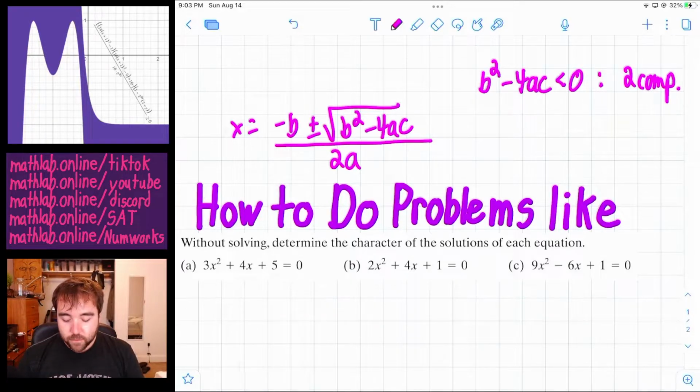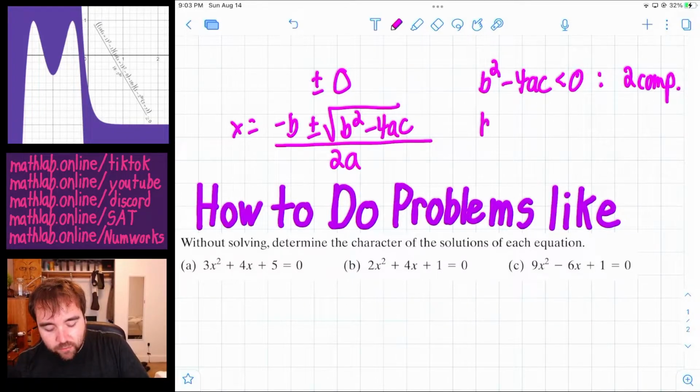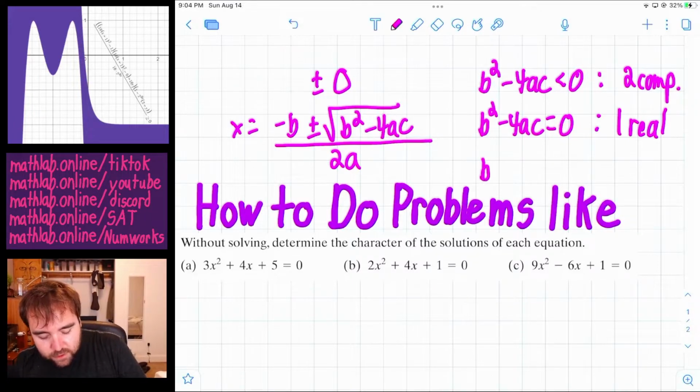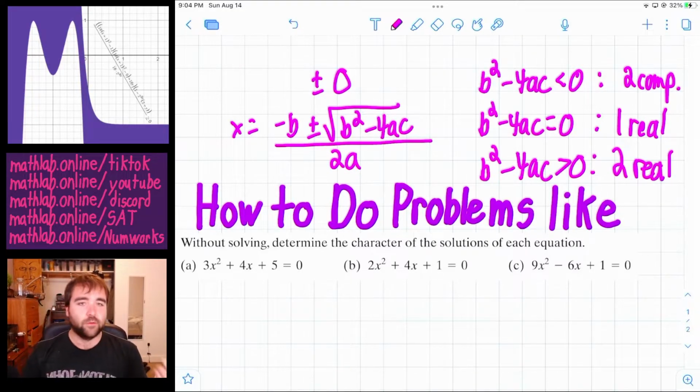And then what happens if it's equal to 0? If it's equal to 0, then we just have plus or minus 0. And like plus or minus 0, that's the same thing. So that's not going to give us two solutions. If b squared minus 4ac is equal to 0, then we just have one real solution. Because the plus or minus goes away, and the plus or minus is what's creating the two solutions. And then finally, if it's just normal and b squared minus 4ac is greater than 0, then there's two real solutions.